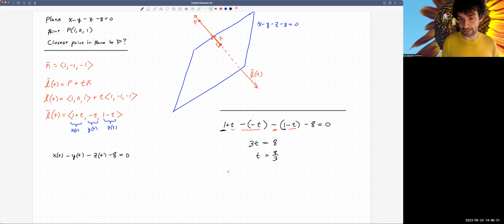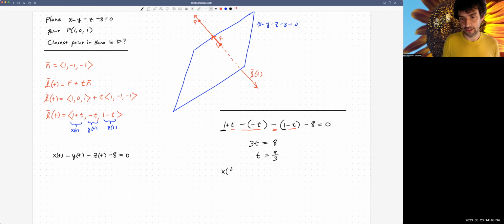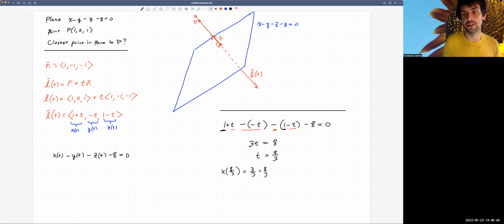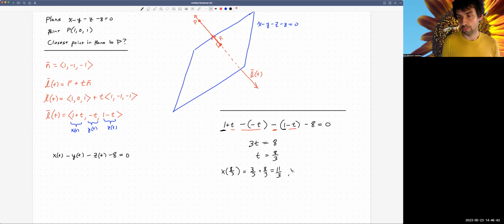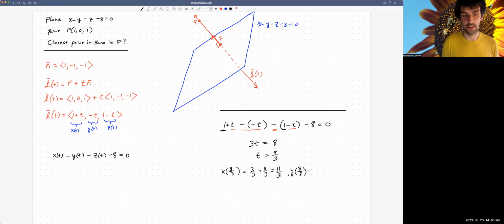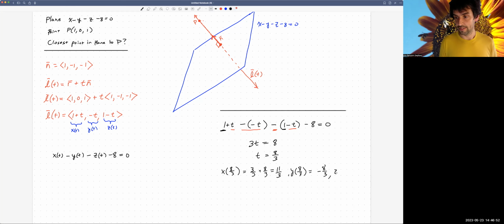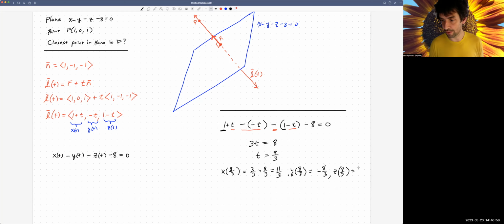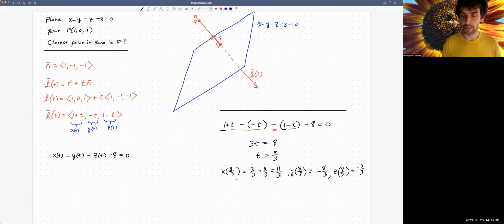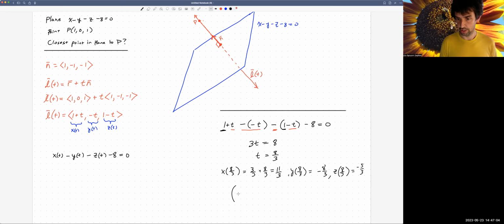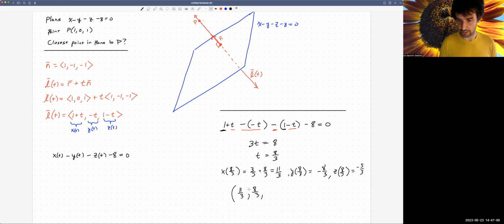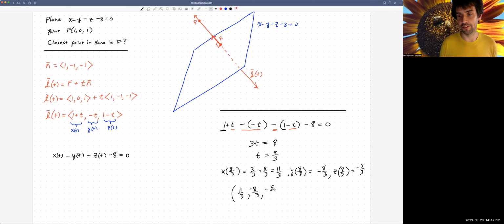I can plug this back into our equations. So x of 8/3 is 1, or 3/3, plus 8/3 gives me 11/3. y of 8/3 is negative 8/3. And z of 8/3 is 1 minus 8/3, so negative 5/3. And so the point in question is 11/3, negative 8/3, and negative 5/3.